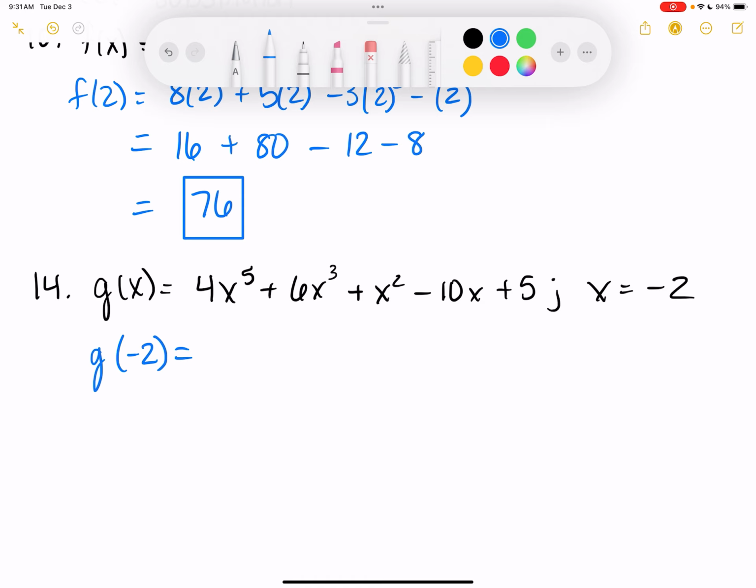All right, so g of negative 2, that means anywhere there's an x, I put a negative 2. This is where it is critical that you use parentheses. When it's a positive number, it's not as big of a deal, but on negative numbers, it is a big deal. So this is going to be 4 times negative 2 to the 5th plus 6 times negative 2 cubed plus negative 2 squared minus 10 times negative 2 plus 5.